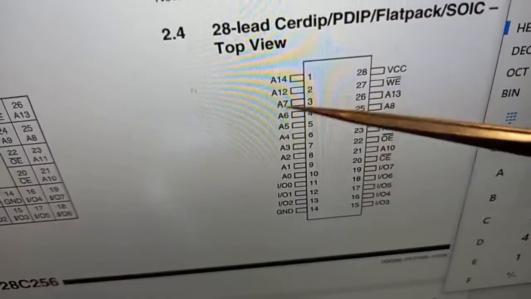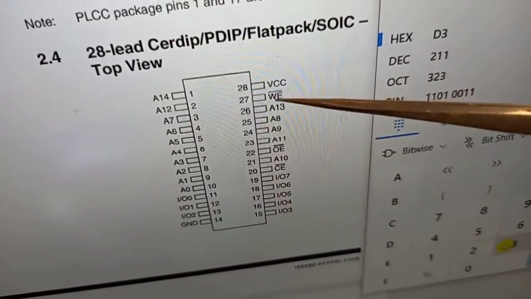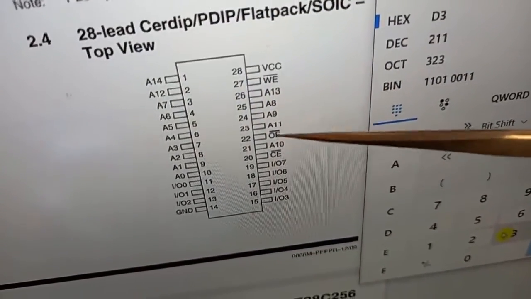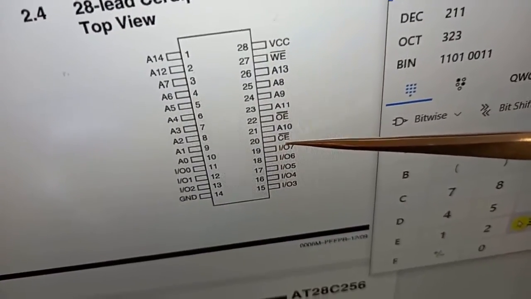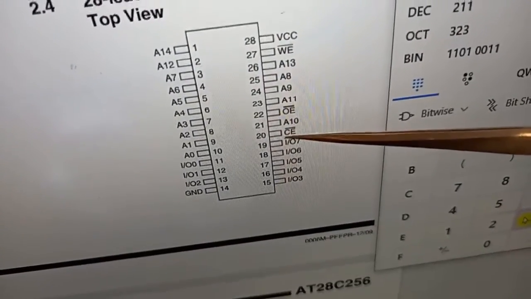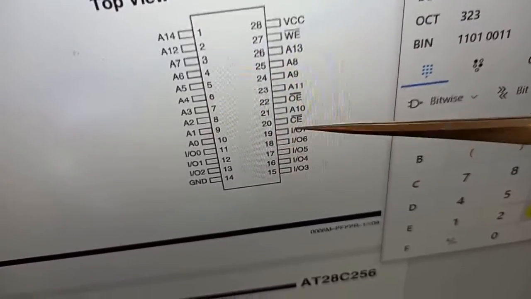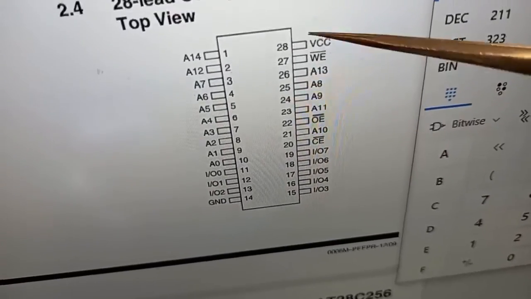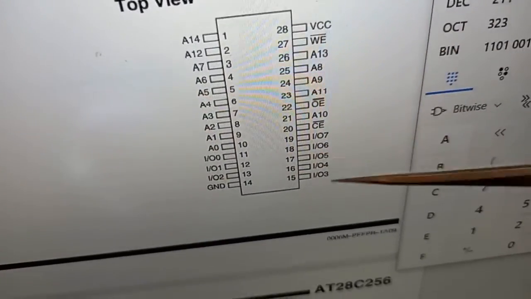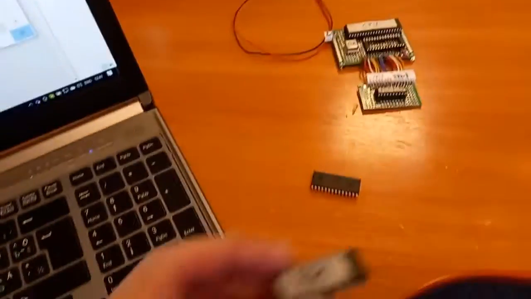So we have address pins, we have power supply pins, we have control pins, write enable, output enable, and one more pin, sorry, this is chip enable. We keep this all the time low, so we enable this chip all the time. And we have control pins, we have power pins, we have address pins, and we have data pins, 8 of them. And that's it. That's all we have here.